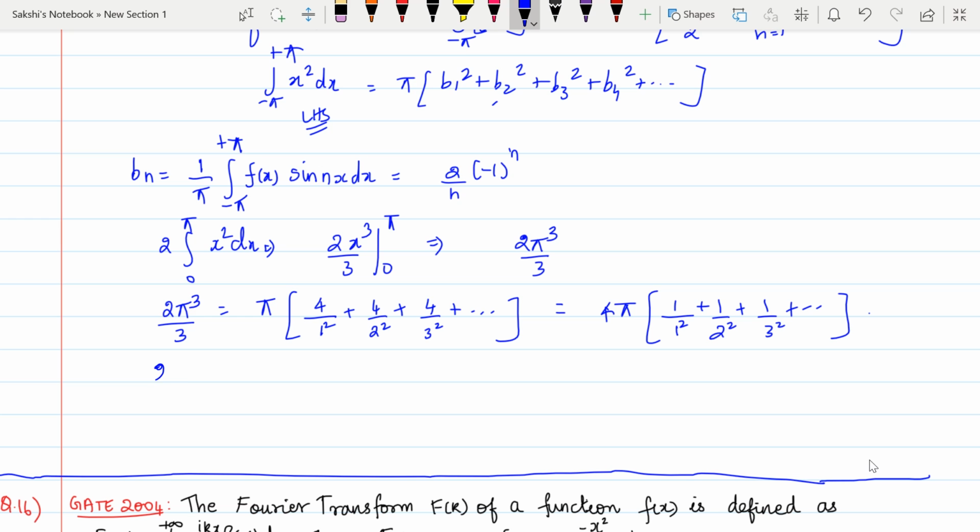So if you see this now, you can get the form of 1 by n square, right? So I can write 2 pi cube by 3 is equal to 4 pi into summation n is equal to 1 to infinity of n power minus 2. So on solving this, I get summation n power minus 2 will be equal to pi square by 6.